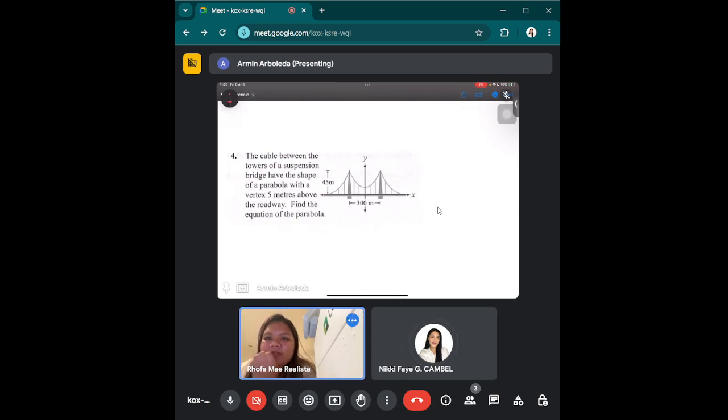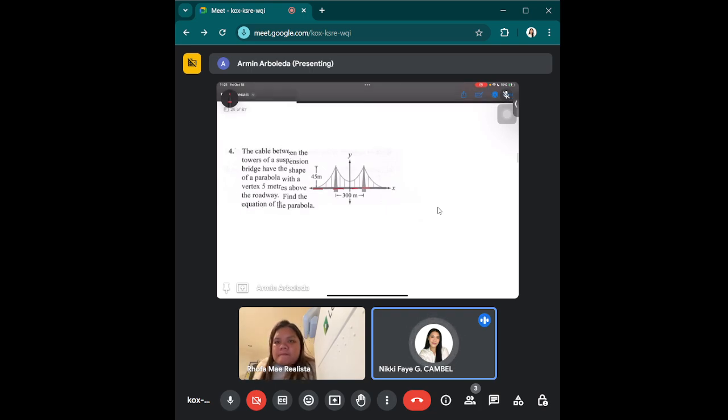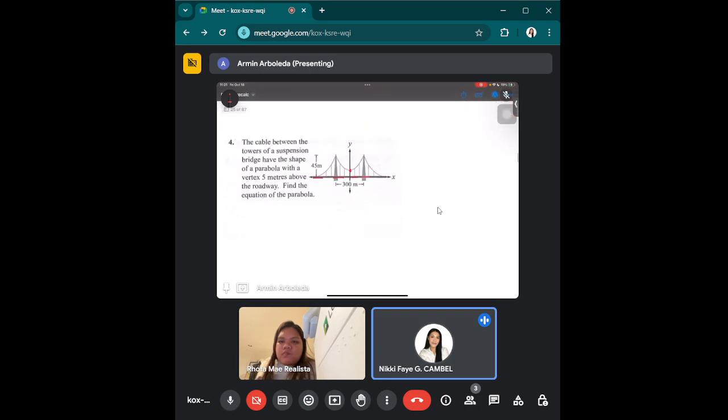Yes, sir. Okay. So, in this problem, the cable between the towers of a suspension bridge has the shape of a parabola with a vertex that is 5 meters above the roadway. So the roadway we can assume as our x-axis, okay? And the vertex, it says here 5 meters above the roadway. So it's going to be around here, okay? And we are to find the equation of the parabola, okay?